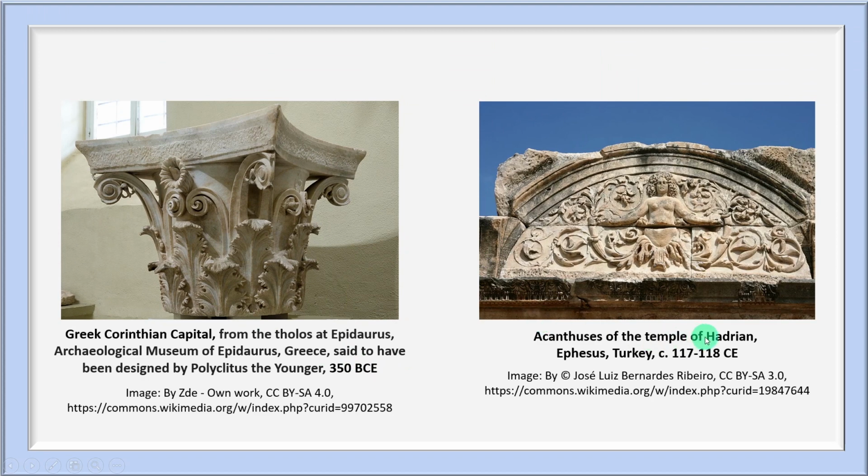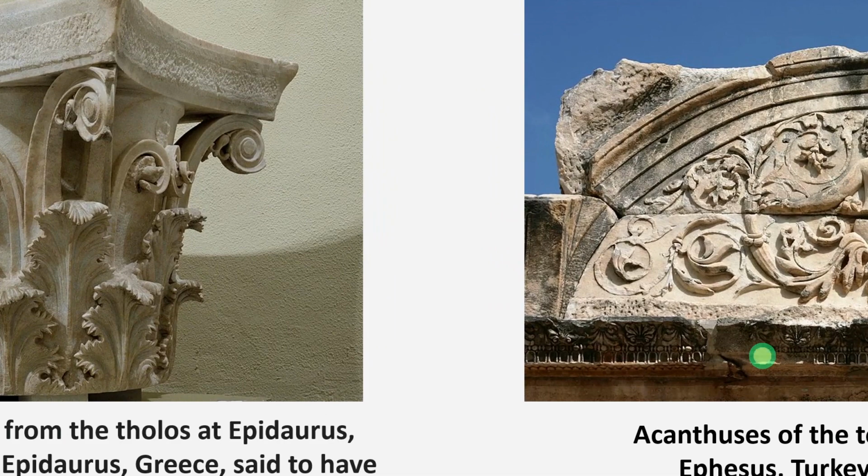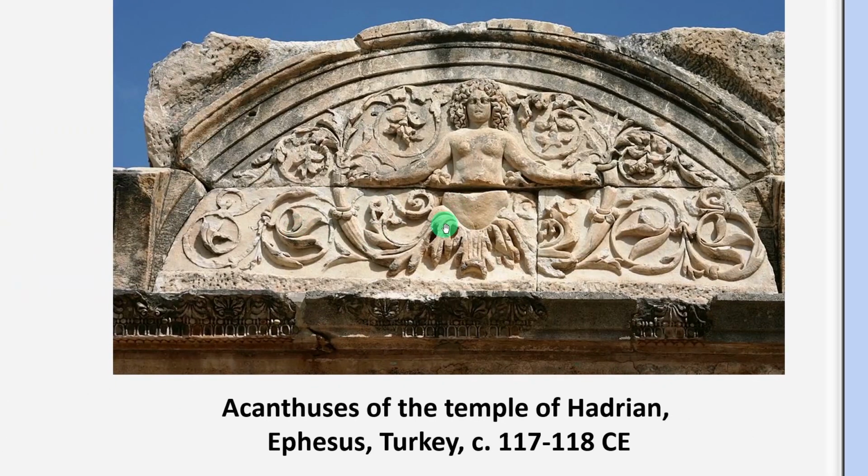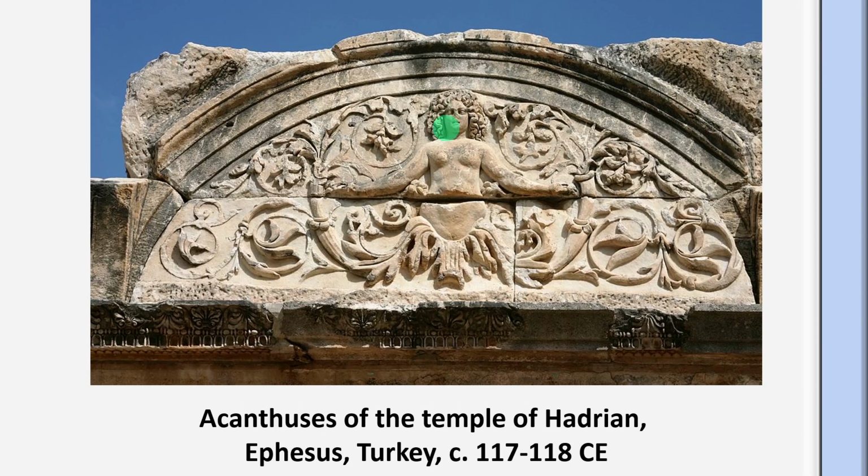Then we have acanthuses on the Temple of Hadrian. This is in Turkey, circa 117 to 118 CE. The acanthuses are over here. This and then this. And the central figure is of Medusa, who is one of the three Gorgons from Greek mythology. And Medusa had snakes in place of hair. And her appearance was so frightful that everybody that looked upon her was turned to stone.